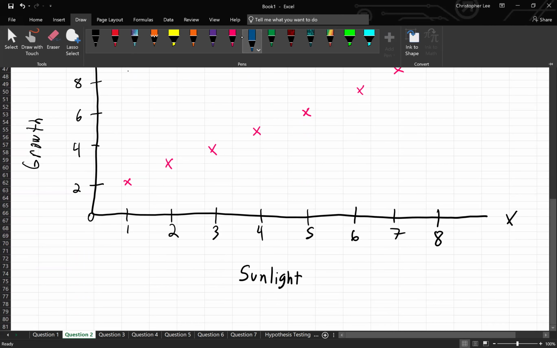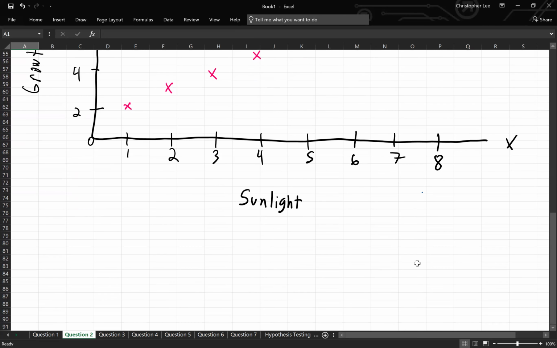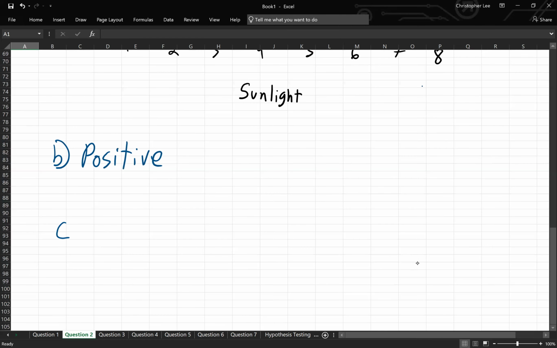How about part B? All right. What would you estimate the correlation coefficient to be? Positive, right? So positive. That's beautiful. How about C? Interpret it for me.